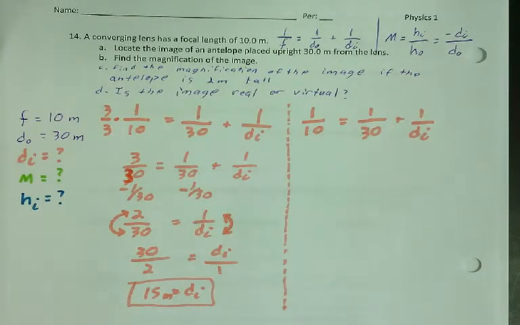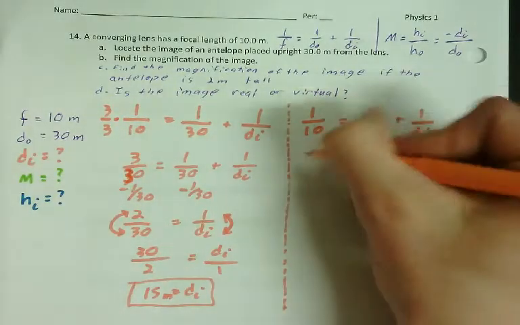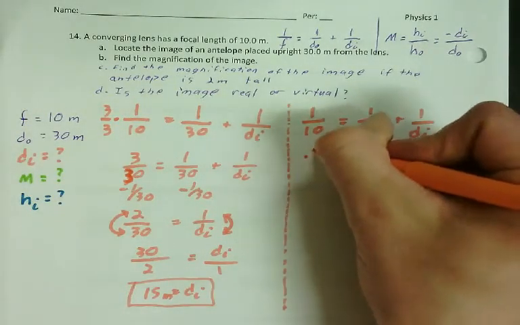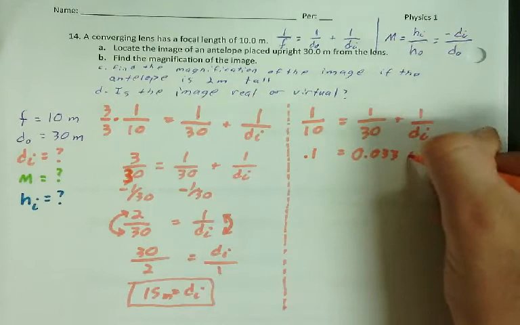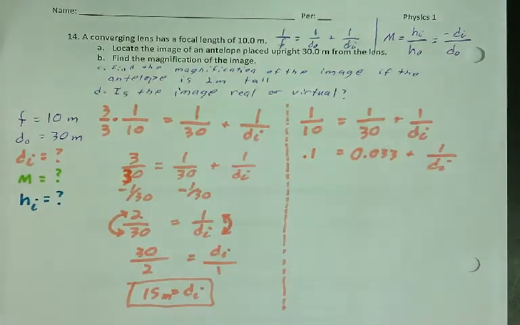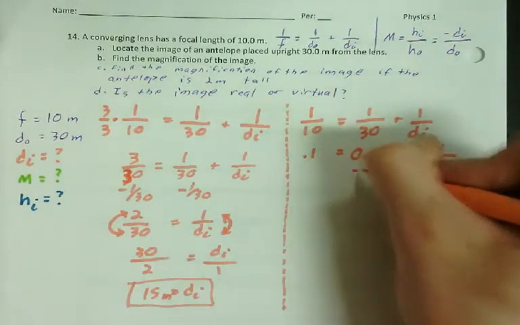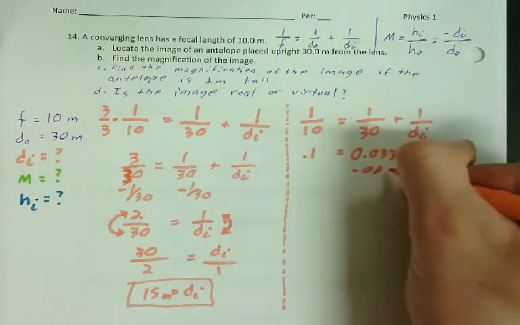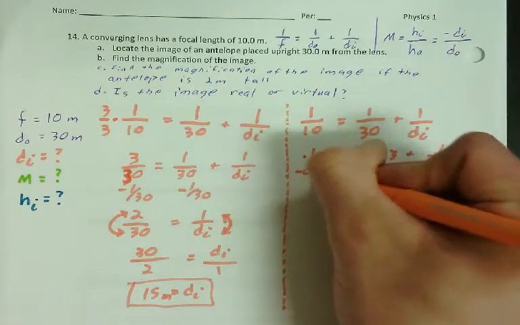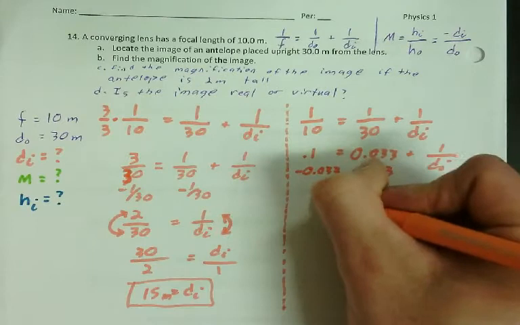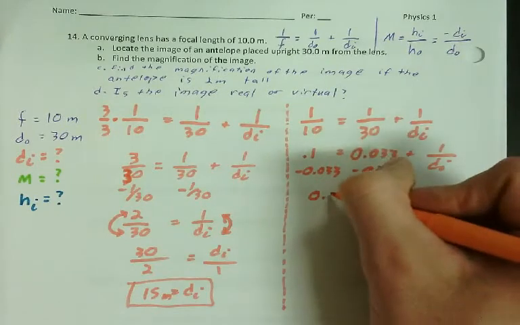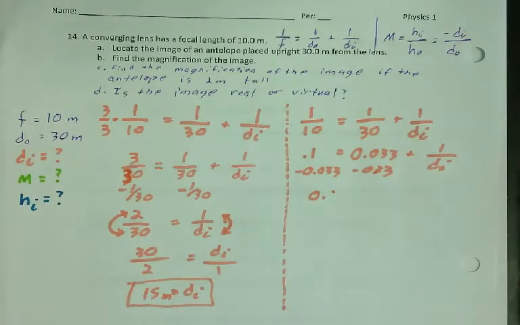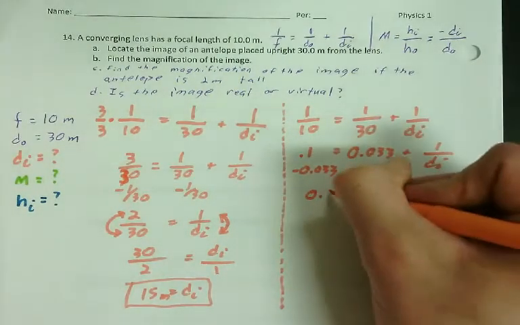Now, some of you are like, oh my gosh, fractions happened, and I swore to myself I would never do fractions again. Okay, don't do fractions, do decimals. 1 divided by 10 is 0.1. 1 divided by 30 is 0.033 plus 1 over di. Subtract 0.033. And that gives you 0.067. Wait, hold on, let me get my numbers right. Yeah, 0.067.